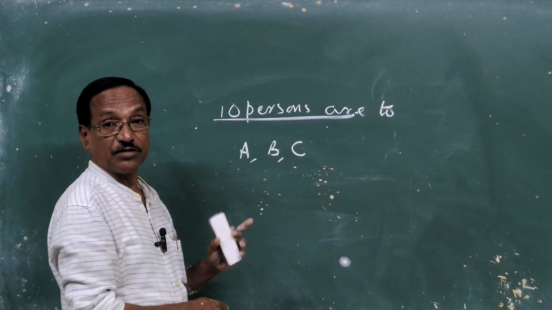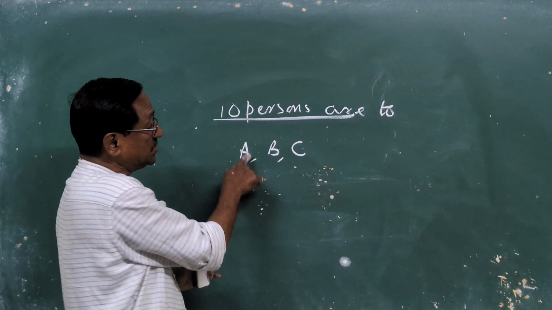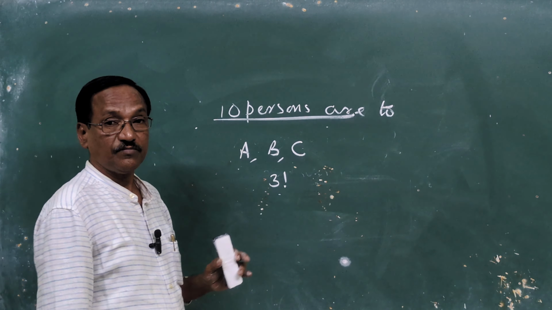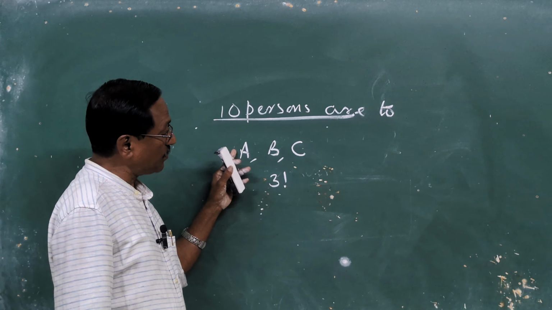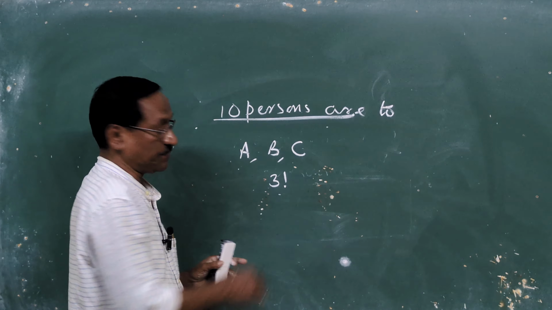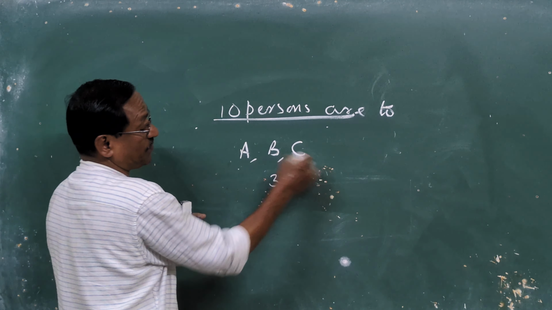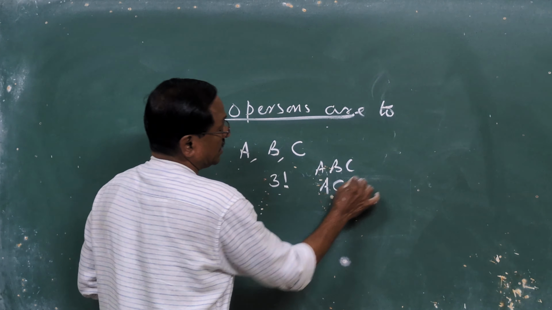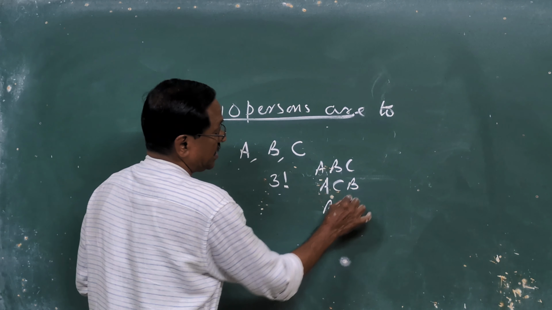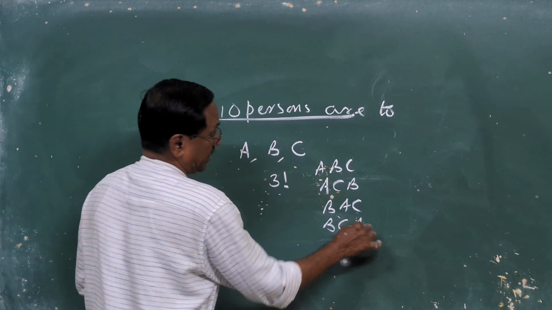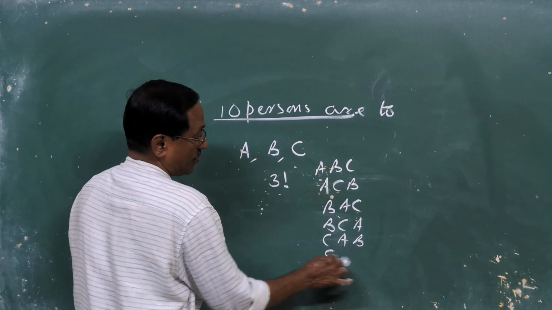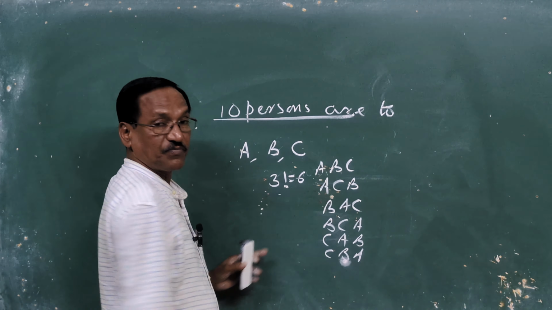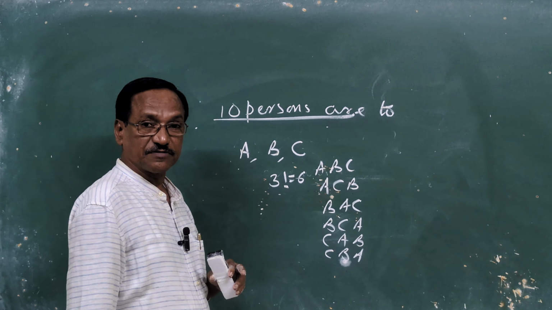Let us find the number of arrangements of these 3 things. Since there are 3 things, their number of arrangements is equal to 3 factorial. Those 3 factorial arrangements are A, B, C, or A, C, B, or B, A, C, or B, C, A, or C, A, B, or C, B, A. 3 factorial means 6. These are the 6 different arrangements.